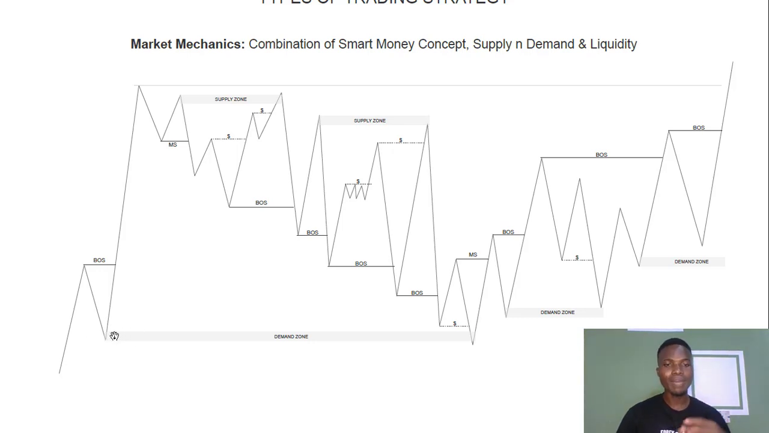Okay, so the demand area is where buyers took control of the market, the starting point at which the buyers, the bulls, take control of the market. All right, so this is our demand area.